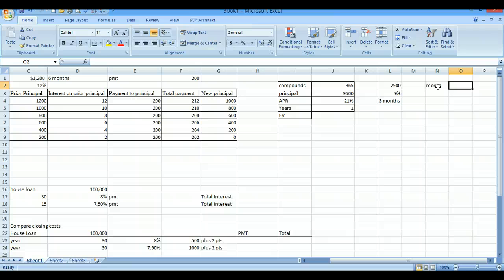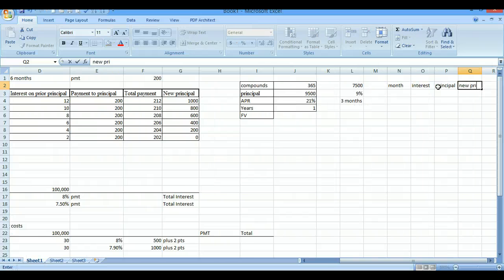The next cell over, we want to know how much is going towards interest. Then we want to see how much is left for principal. And then we have a new principal. So we have month 1, 2, 3. The interest is going to be equal to 9%, again, F4 to make it an absolute cell reference, divided by 12 for the monthly payment, and times it by the principal, which gives me how much is being spent on interest.